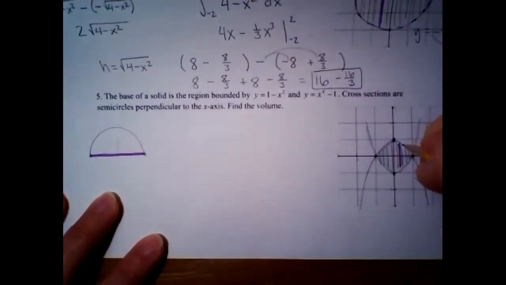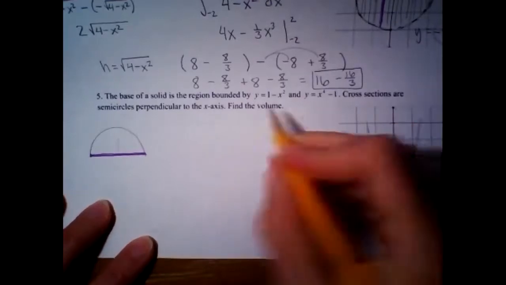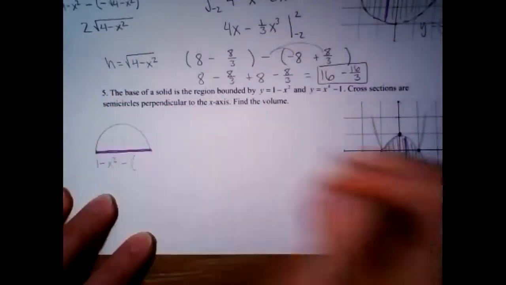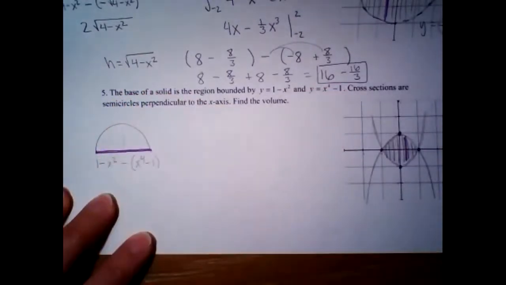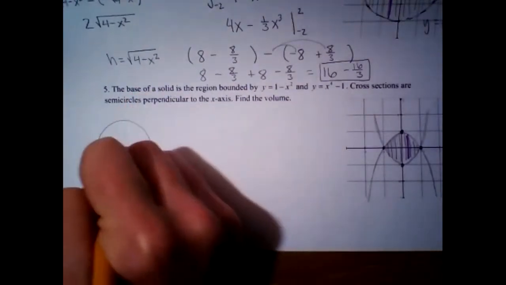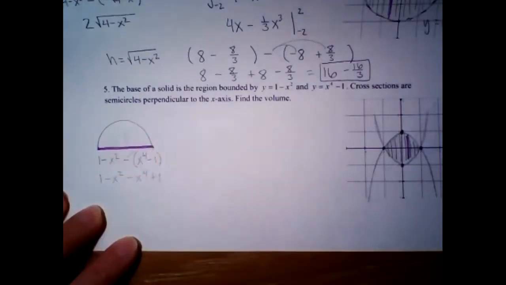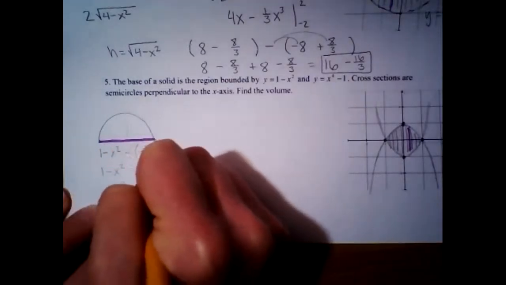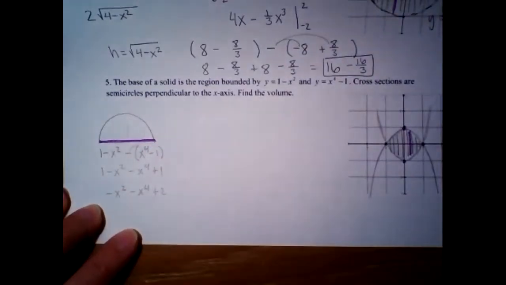And so in this case, it is going to be upper graph minus lower graph. So the upper graph is the 1 minus x squared. And then minus the lower graph, which is the x to the 4th minus 1. So I'm just going to clean that up a little bit. We'll distribute the negative, and then the ones will combine together to give us 2. And then we're ready to set up the integral.